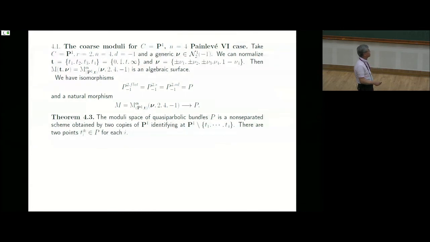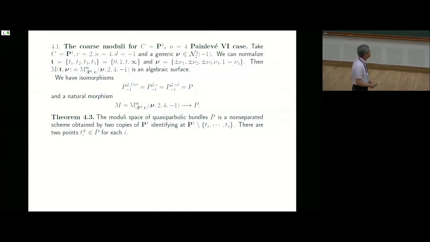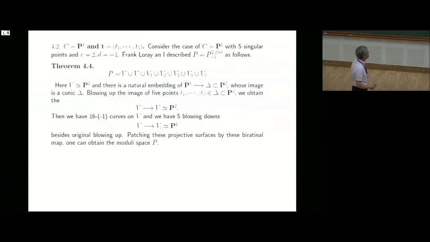So in some sense, this means that even if you have an alpha-stable parabolic connection, the underlying parabolic bundle may not be alpha stable. Okay. So such a kind of object. So P is like that. This kind of phenomenon always happens in the case of the map from the moduli space of parabolic connections to the moduli space of parabolic bundles.